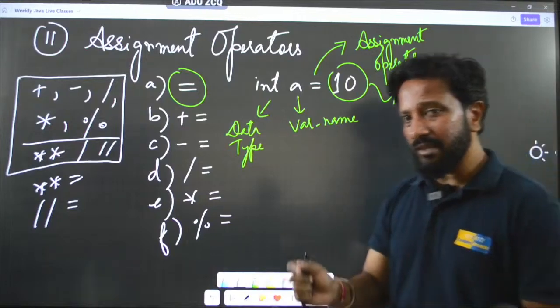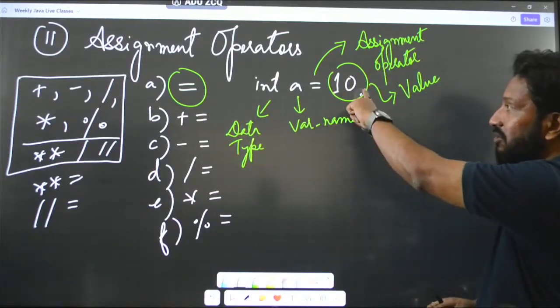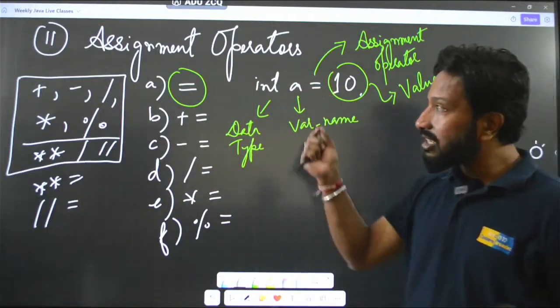Ultimately just remember that the equal sign is used to assign any particular value to any particular variable. That is what it is about.